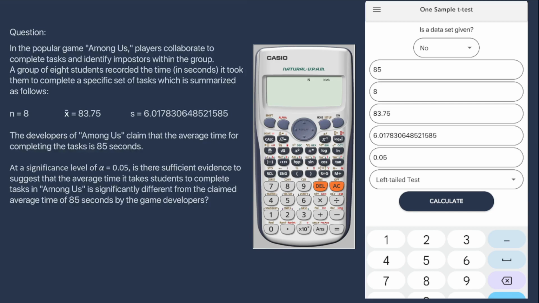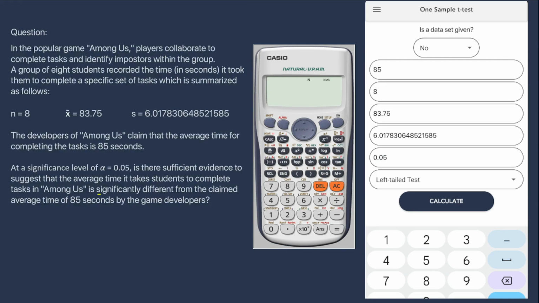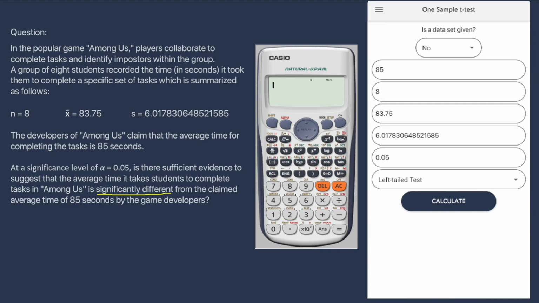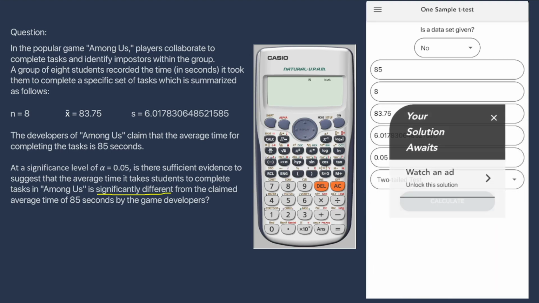We are tasked to test whether there is sufficient evidence to suggest that the average time it takes students to complete tasks in Among Us is significantly different from the claimed average of 85 seconds. Since there is no designated direction whether the mean is greater than or less than 85 seconds, this gives us the hint that we are to conduct a two-tailed test. We are now ready to perform the one sample t-test.